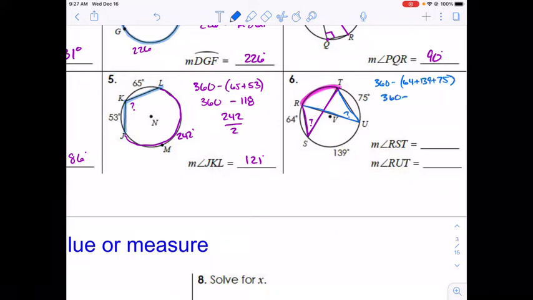So 360 minus, in this case, is going to give us, let's see, we add these up here. 64 plus 139 plus 75 is going to give us 278. We subtract that from 360, and that's going to give us 82. So 82 is this. That means this arc is 82. Now, these angles are going to be half that, which means we divide 82 by 2 and get 41. So both of these are going to be 41.